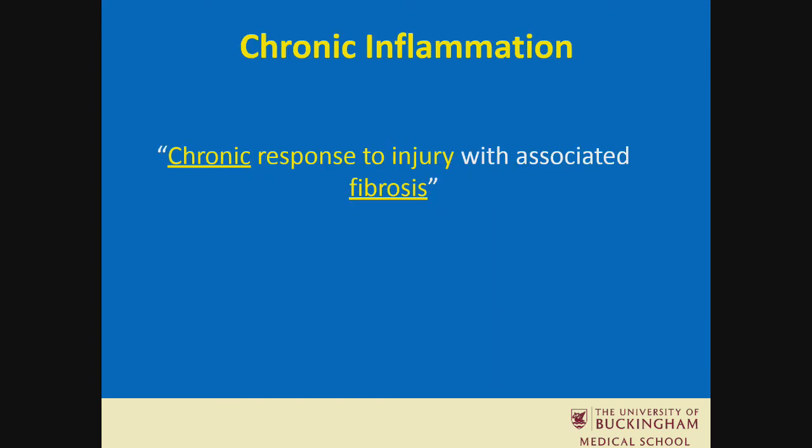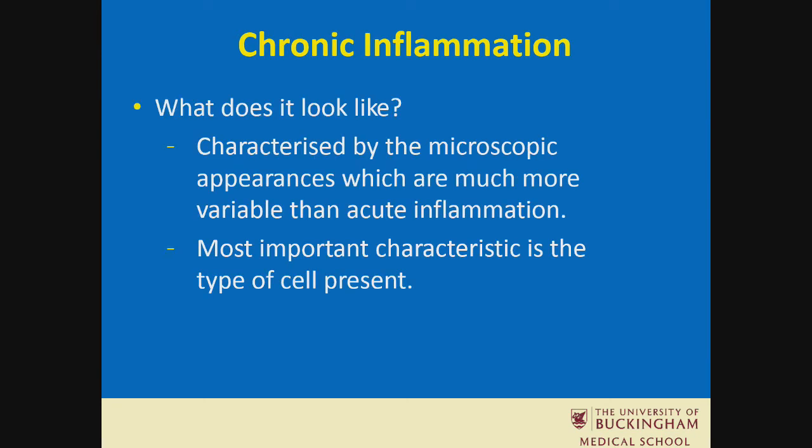Then it is a chronic response to injury associated with fibrosis. Then tissue changes, or how does it look? The microscopic appearance mainly depends on the type of inflammatory cells involved. The predominant cell type gives us the clue to the etiology of the inflammation.